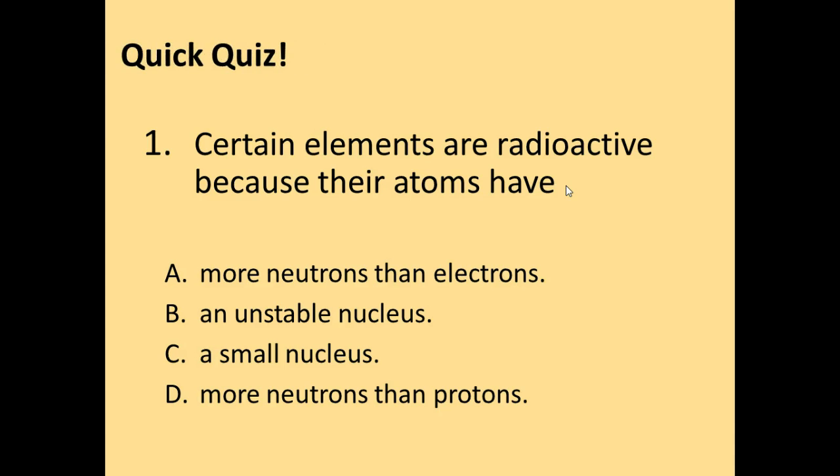And here's a quick quiz. Certain elements are radioactive because their atoms have A, more neutrons than electrons, B, an unstable nucleus, C, a small nucleus, or D, more neutrons than protons. If you remember, there's a force called the nuclear force in a nucleus, and it holds the protons and neutrons together. If atoms are radioactive, that means the repulsive force is greater than the nuclear force. So pretty much the nucleus is unstable because it just wants to go. So the answer is B.